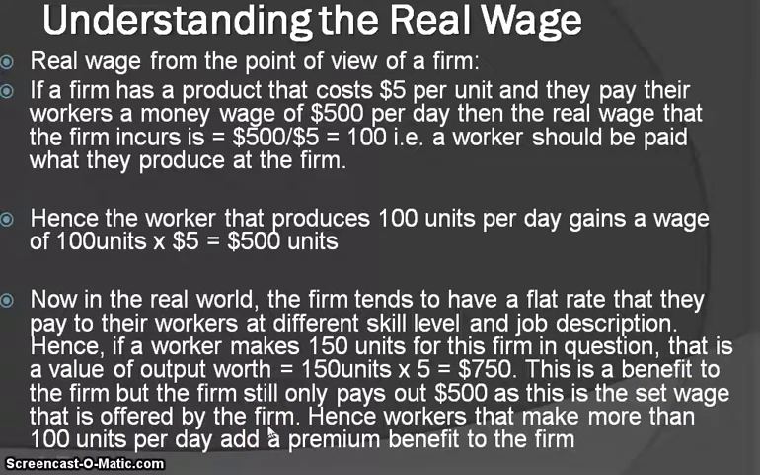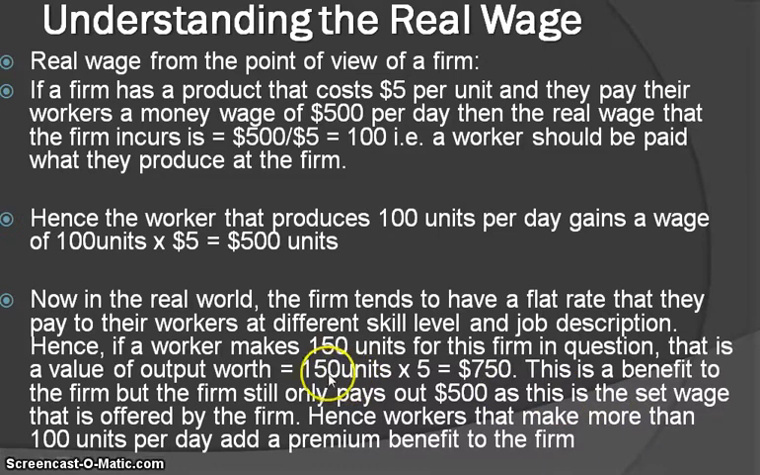So you realize you can compare it this way. The firm receives a value of output of $750 and pays out a money wage of $500. Or we can look at it from real terms. The firm receives 150 units produced by the worker, but the firm would pay out 100 units in terms of the real wage to the worker. So therefore, 150 is greater than 100. The benefit exceeds the cost of the worker, and we know that this firm will continue to employ this particular worker.